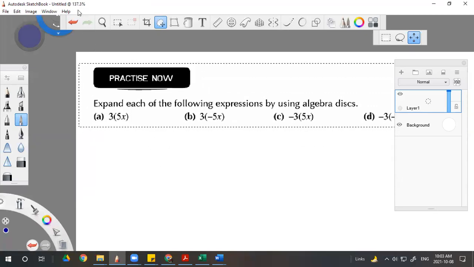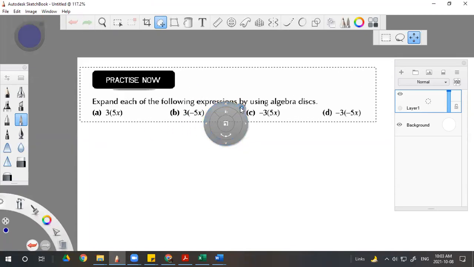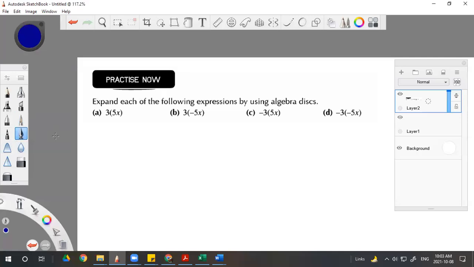This has no sign at all, right? 3 bracket langsung, kalau bracket it means you multiply, right? So 3 times 5 is 15x. Okay? 3 times -5 is -15x. When it has no sign, it's multiplication. -3 times 5 is -15x. -3 times -5 is 15x. You use the regular multiplication law.